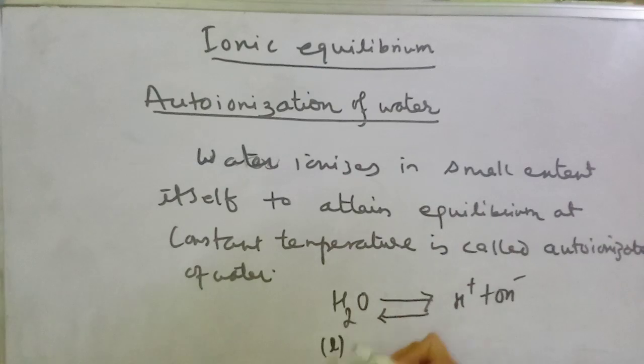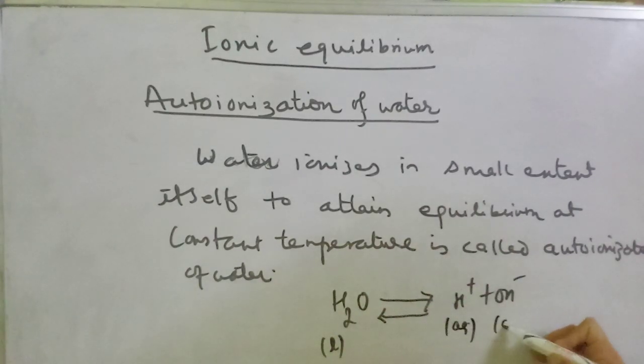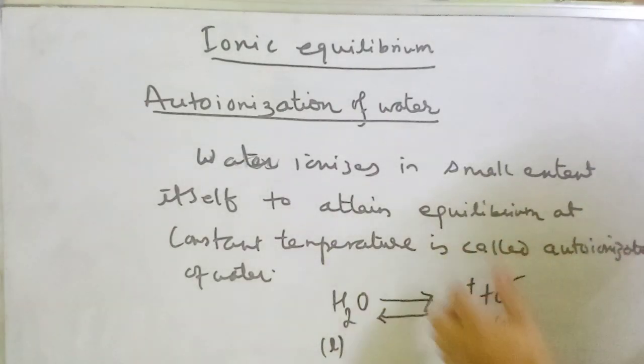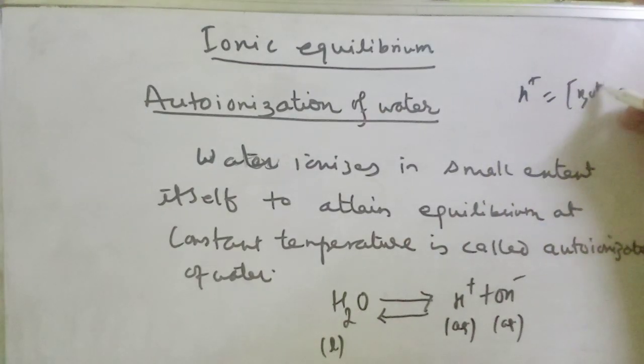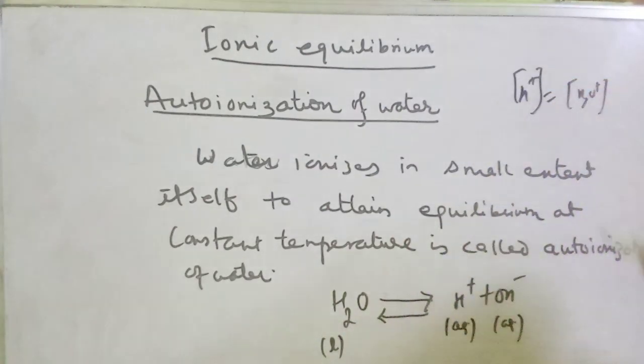Here you can write water as a liquid, and H plus as an aqueous ionic form, and OH minus is also in aqueous form. This H plus can also be written as hydronium ion. So H plus is equivalent to hydronium ion, and for the concentration of H plus you can write the concentration of hydronium ion. In this way, water itself ionizes into H plus and OH minus to a very small extent. That is called autoionization of water.